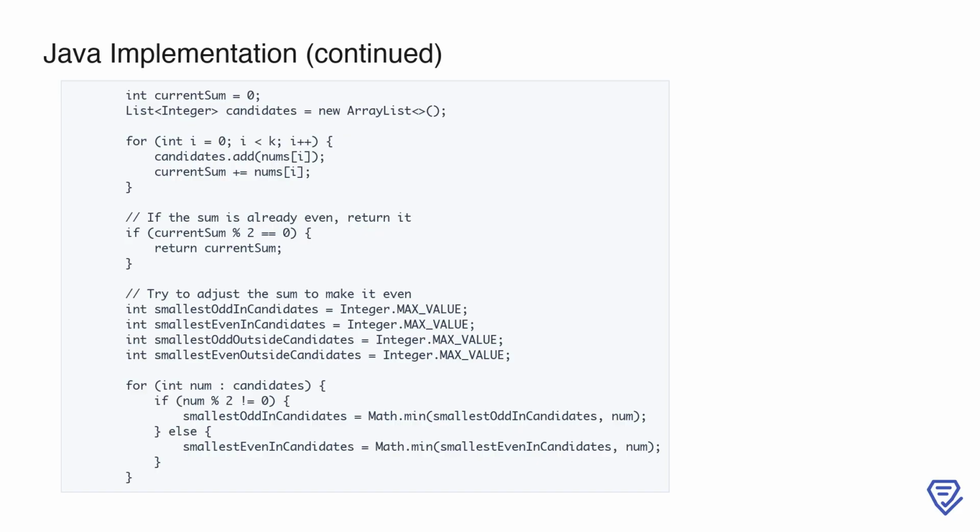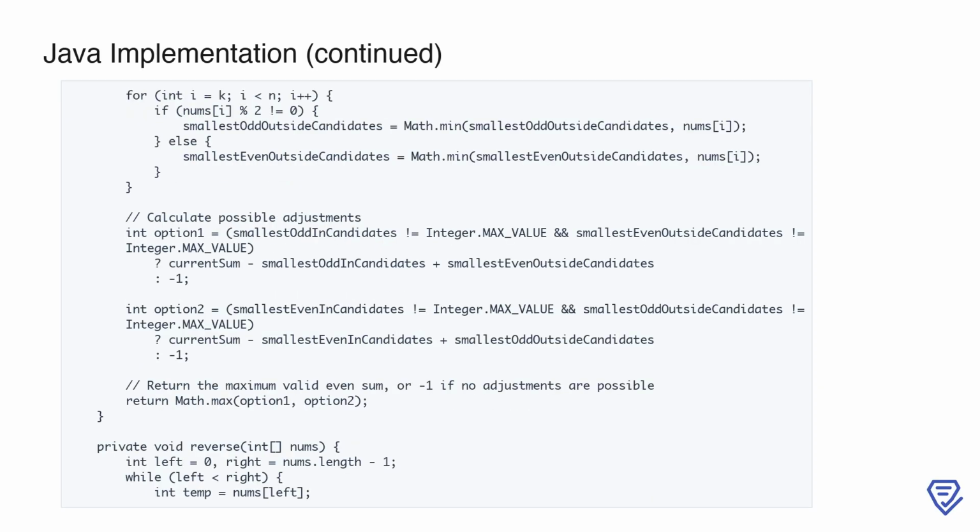However, if the sum is odd, we need to adjust it. To do this, we identify the smallest odd and even numbers both inside and outside the candidates list. These values will help us make the necessary adjustments. To start, we initialize smallest odd in candidates, smallest even in candidates, smallest odd outside candidates, and smallest even outside candidates to Integer.MAX_VALUE, which represents the largest possible integer value. Then we iterate over the candidates list, updating the smallest odd and even numbers within the subsequence. This prepares us to later swap elements to achieve the desired even sum.